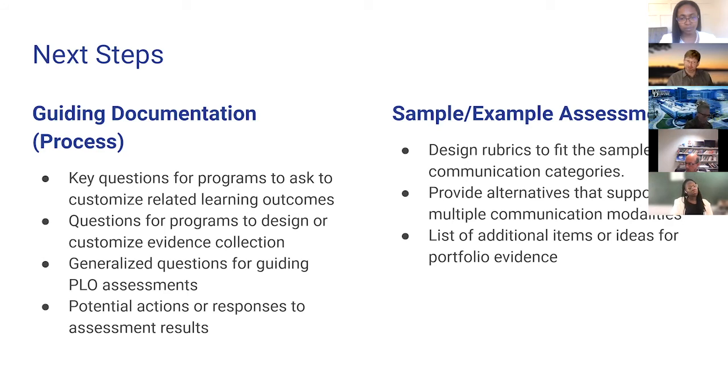And then ideally, the bottom one over here, potential actions or responses to assessment results. It'd be nice to be able to provide a couple of things you might say, like, we assessed our portfolio and found this deficiency. Here's a couple of ways you might choose to change what you're doing to improve that deficiency. That's definitely a nice to have, and we'll see where we get to.